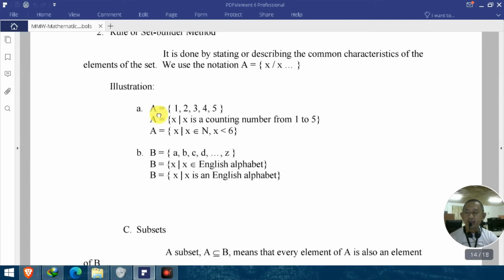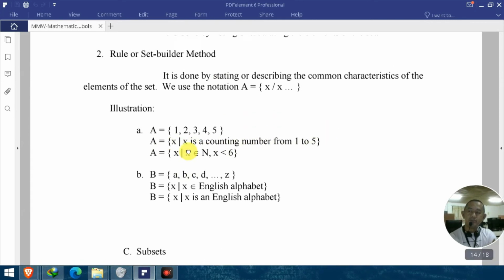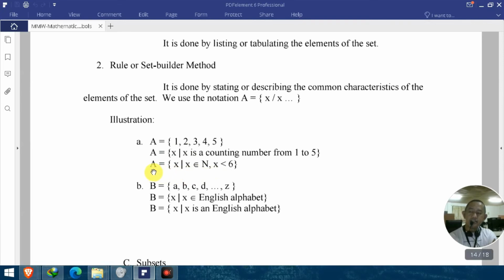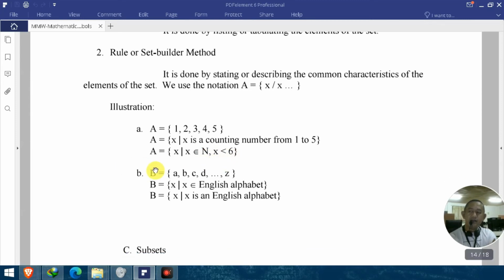Set A has elements 1, 2, 3, 4, 5. In set builder form, set A has an element x such that x is a counting number from 1 to 5, meaning from 1 to 5. This is also a description. This one is the builder already. Set A is equal to x such that x is an element of the natural numbers where x is less than 6.